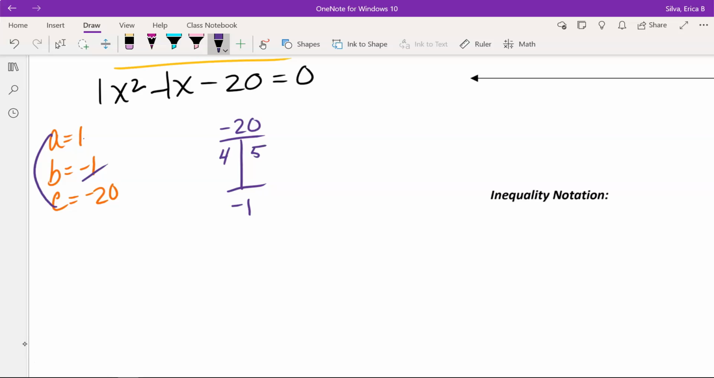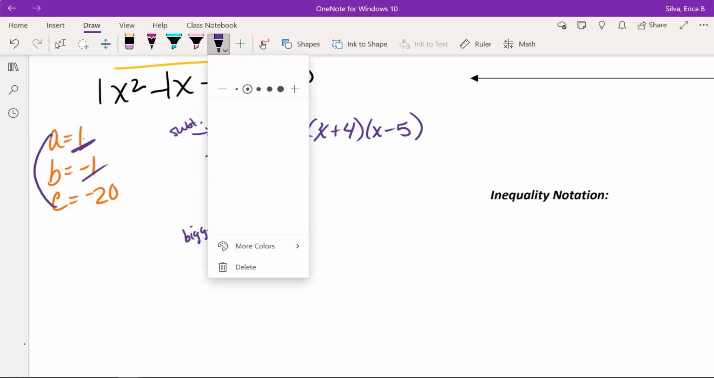I'm going to say 4 and 5 because they need to subtract to give us 1, and 4 minus 5 gives us -1. Because this is a negative, that means my bigger factor will have a negative. 5 is my bigger factor. So we're going to say x plus 4 and x minus 5. Because my a is 1, those are my two factors.